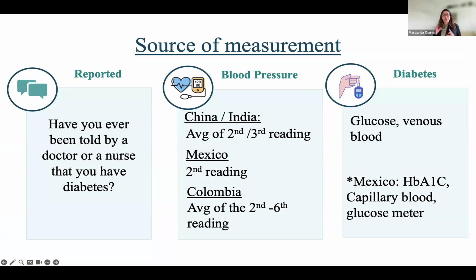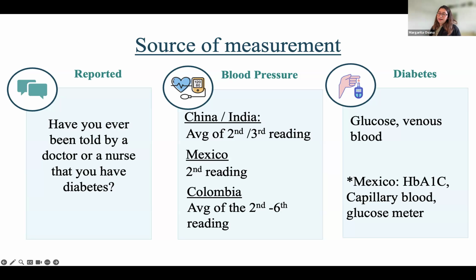Okay, so what is the source of measurement? We looked at a reported diagnosis, so each respondent in the surveys had to say if they have been told by a doctor or a nurse that they have diabetes or hypertension. We also looked at blood pressure. For China and India, we took the average of the second and third readings of blood pressure. For Mexico, there are only 2 readings, so we took into account the second reading. If the person didn't have a second reading, we took into account the first reading.